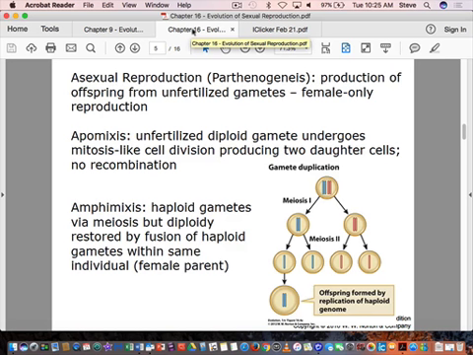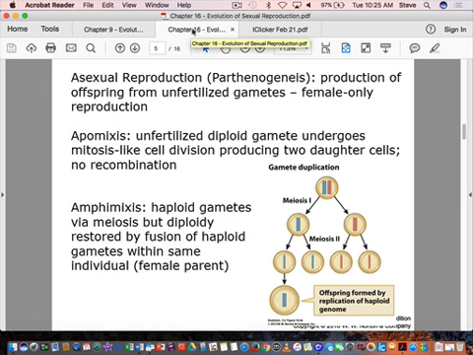Apomixis, this is what the snails that I study, the New Zealand snail, most of the other things we look at, use. Bdelloid rotifers have actually a kind of weird amphimixis. But there are different ways to do it. One is apomixis and one is amphimixis. We'll just focus on apomixis. It's kind of the easiest to understand.